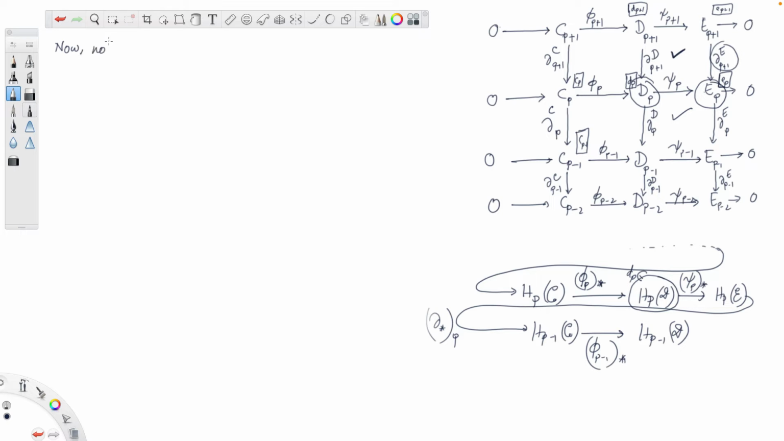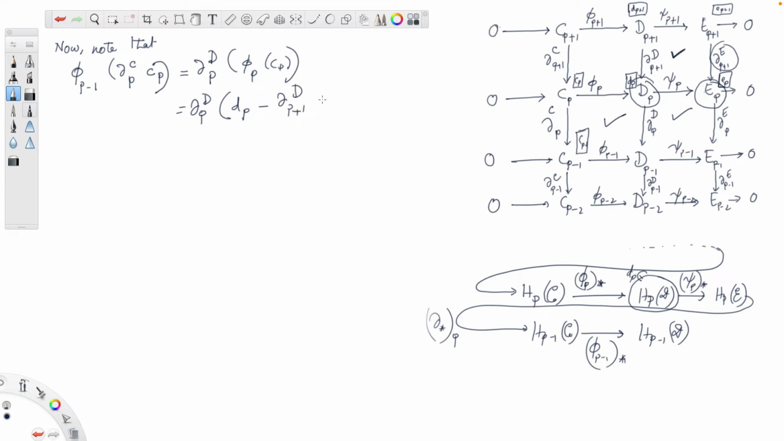Now, note that phi p minus 1 del p c cp is equal to del p d phi p cp, which follows from the commutativity of this diagram. And this is equal to del P D of dP minus del P plus 1 D dP plus 1 using 20. And this is just del P D dP, since it follows from the property of the boundary operator. And this is 0.